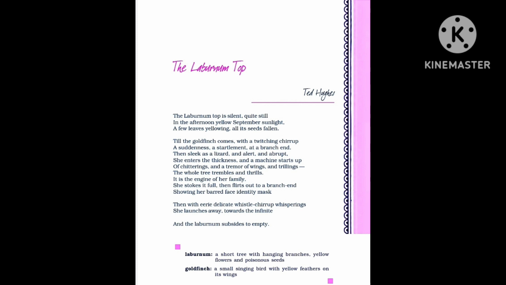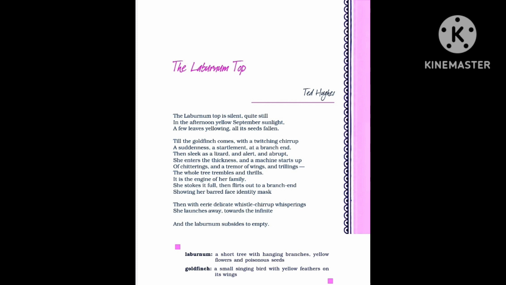At the end she came back to the branch end, showing her bared face identity mask, when she has reached there after feeding the birds. Her identity is being revealed. The poet is showing us the bared identity of the goldfinch. Bared means stripy. You can see the stripe on the goldfinch bird over her. So the poet is showing us that the goldfinch is finally coming out. The poet is assuring us that she has finally come out of the tree.